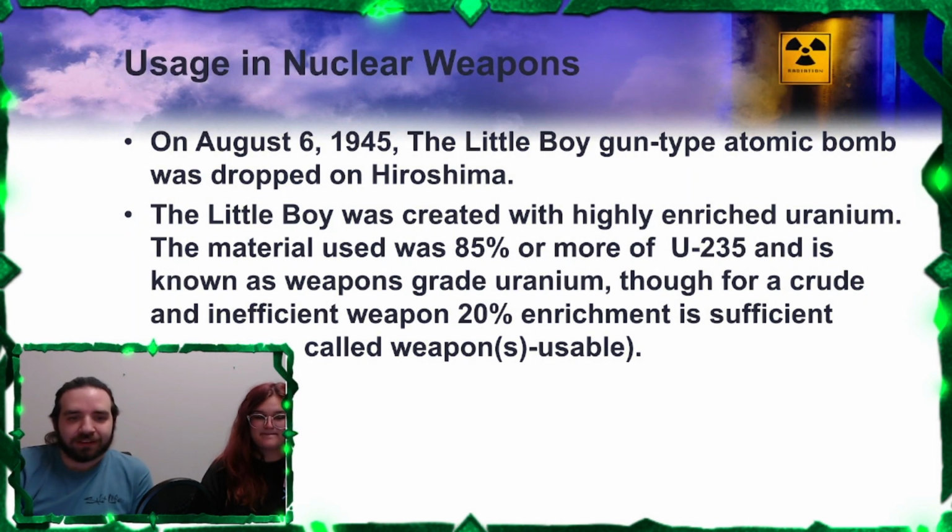On August the 6th, 1945, the Little Boy gun type atomic weapon was dropped on Hiroshima. The Little Boy was created with highly enriched uranium. The material used was 85% or more uranium 235 and is known as weapons grade uranium. Though for a crude and inefficient weapon, only 20% enrichment is sufficient, which is called weapons usable.